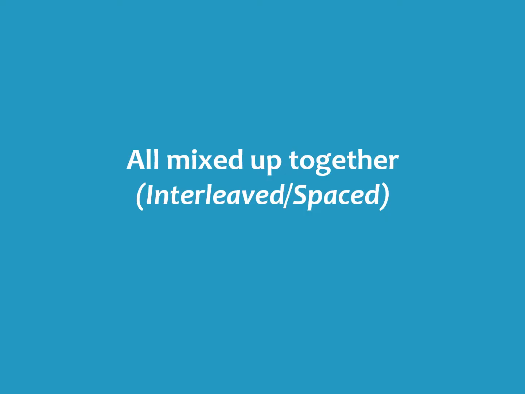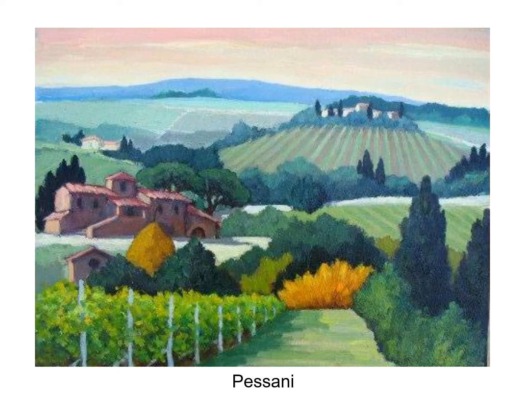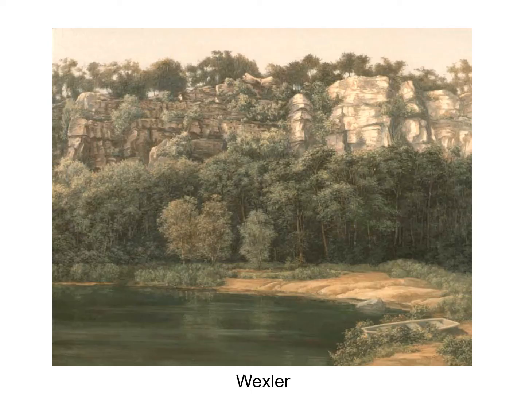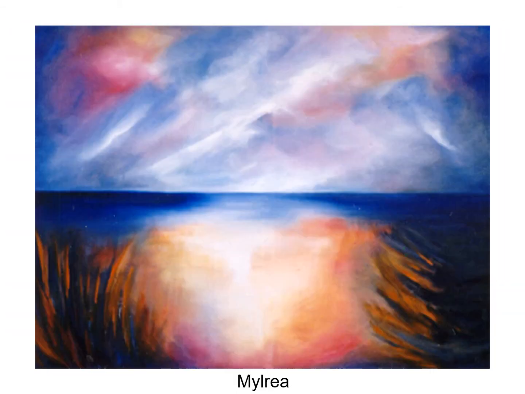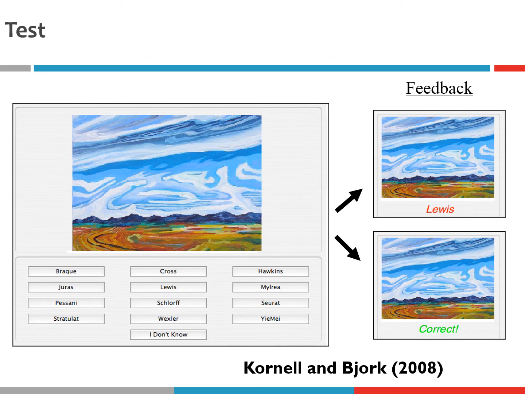Now, this was the interleaved or spaced condition. Okay, and in this condition, you saw the 72 paintings, but instead of seeing six paintings of the same artist back to back, you now saw the 72 paintings by the 12 artists, but they were all mixed up. Okay, so here's what it looked like. So in that case, you have all different paintings, so maybe it's harder to generalize the unifying features of each of the artists' categories, right?